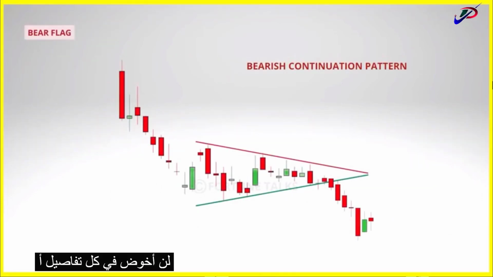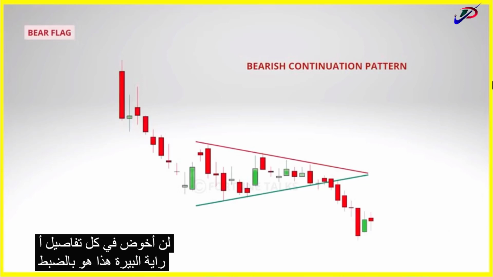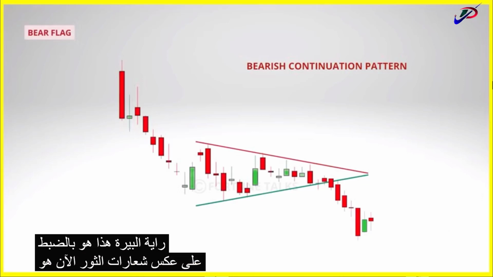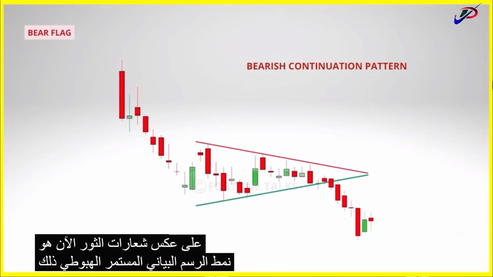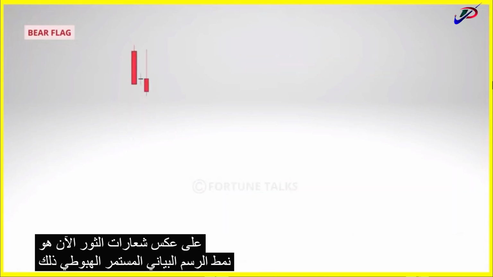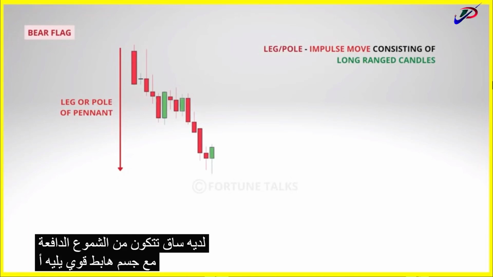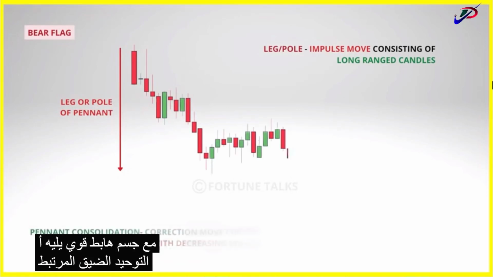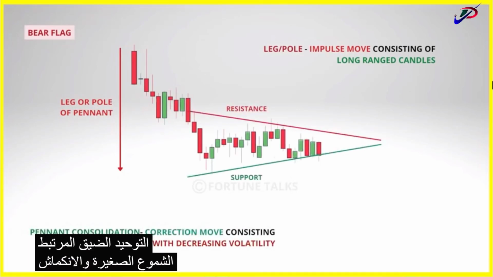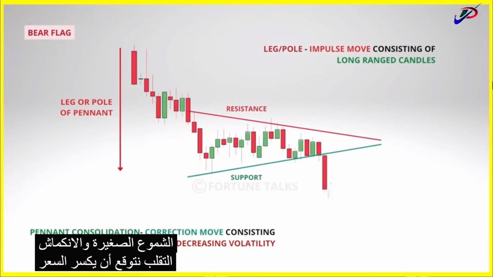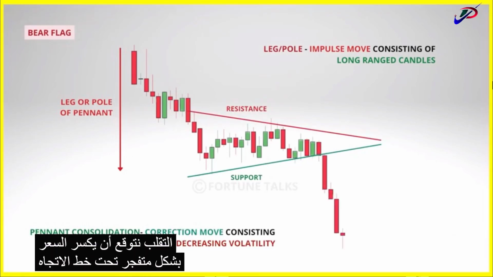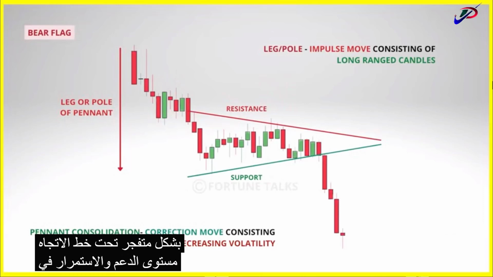I won't go into all the details of a bear pennant. This is exactly the opposite of bull pennants. It is a bearish continuation chart pattern. It has a leg comprising impulse candles with a strong bearish body, followed by a tight consolidation associated with smaller candles and a contraction in volatility. We expect the price to break out explosively below the trendline support level and continue with the trend.